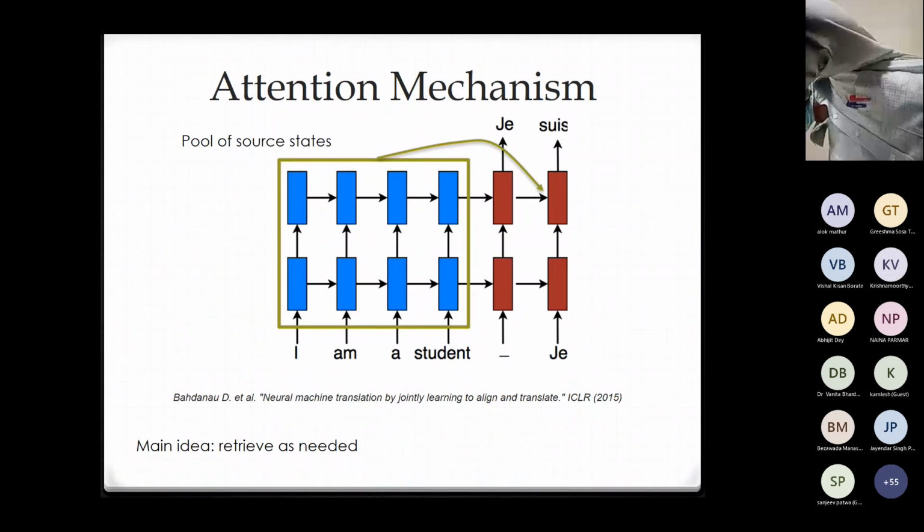If you have an attention mechanism, this is the attention mechanism, you can use it. You have to identify which value we can use. So the main idea we can get from these values.